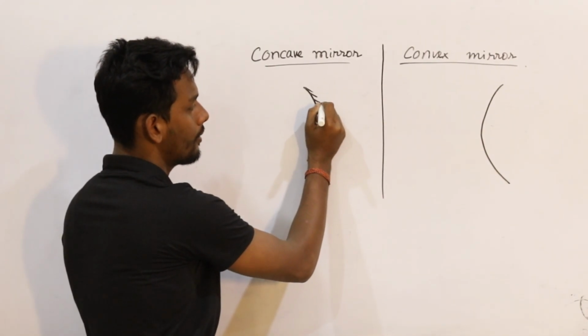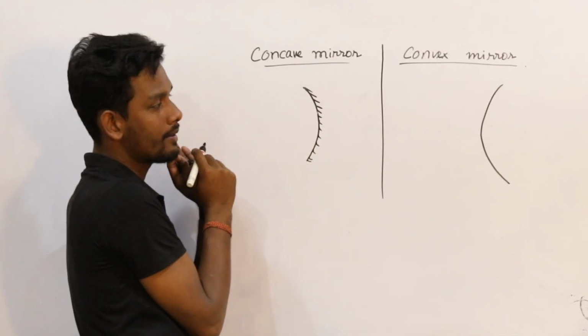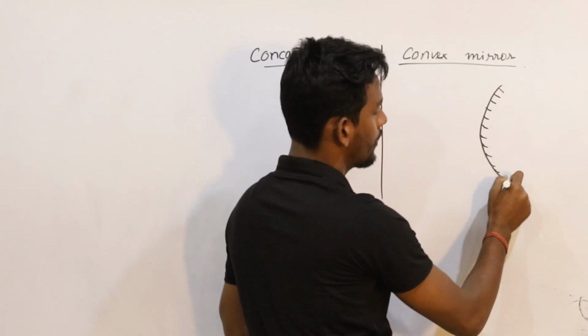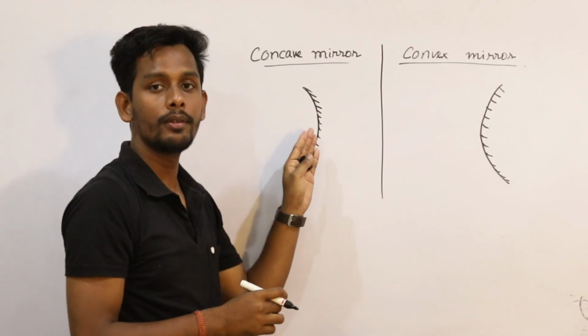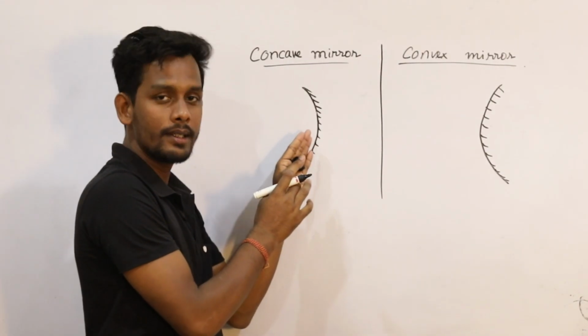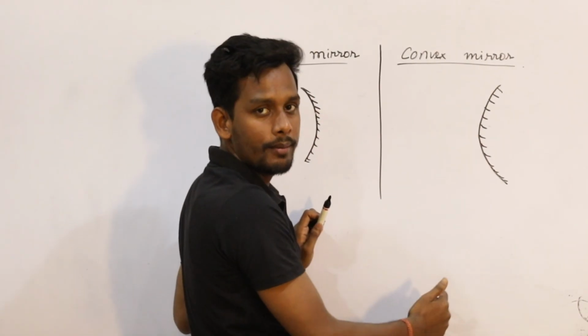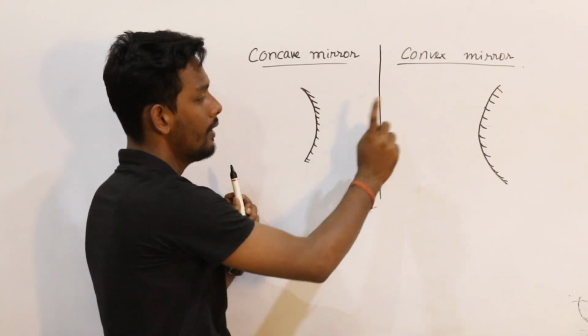Suppose if I color it, that means the left part is the reflecting surface. What is the difference? The difference is the reflecting surface that is bending inward like this, and the other is the reflecting surface that is bending outward. So this is concave, this is convex.